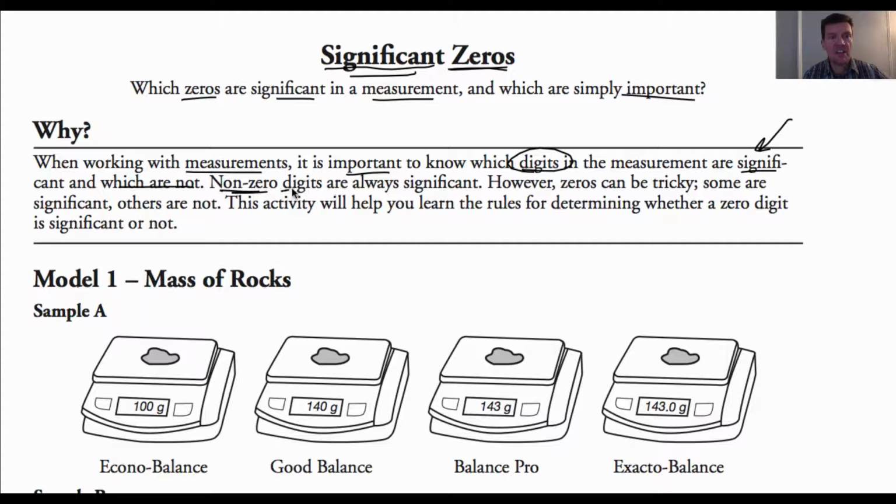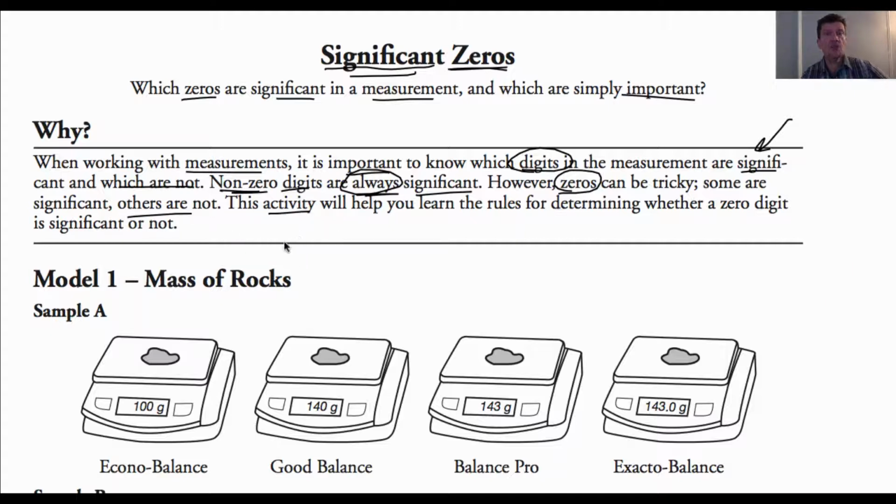Non-zero, so any digit 1, 2, 3, 4, 5, 6, 7, 8, or 9 are always significant. You're never going to have a problem there. If you see a digit in your measurement other than 0, it's always going to be significant. However, the zeros can be tricky. Some are significant and others are not.